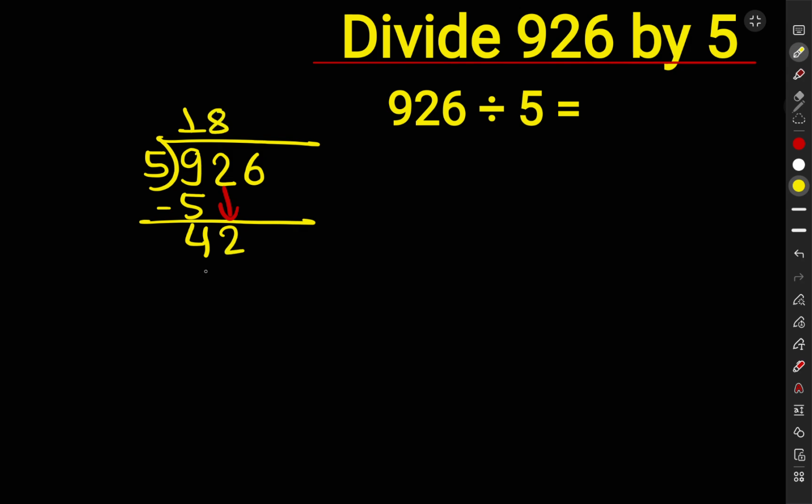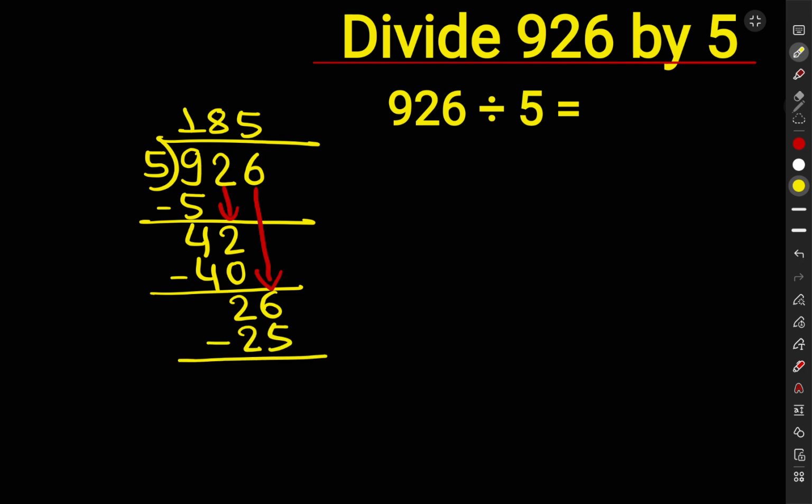5 times 8 is 40. On subtracting we get 2. So again we put down this 6 and it is 26. 5 times 5 is 25. On subtracting we get 1.